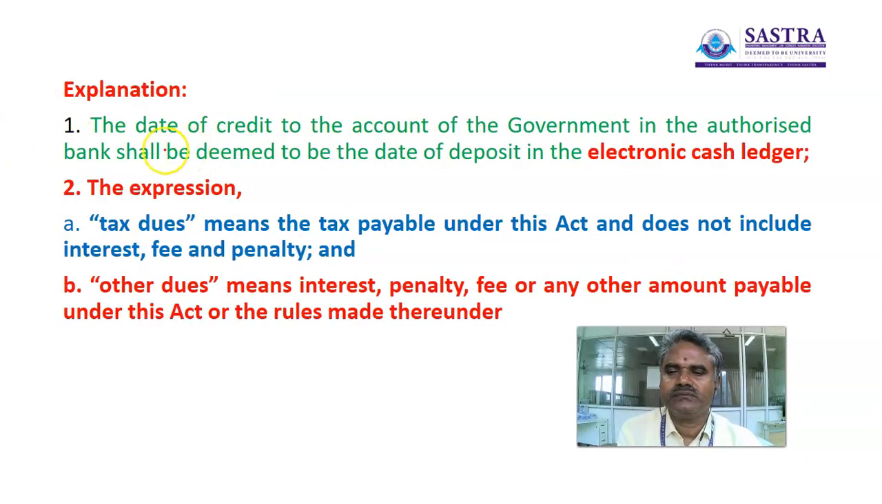Explanation. The date of credit to the account of the government in the authorized bank shall be deemed to be the date of deposit in the electronic cash register. The date of credit to the account of the government in the authorized bank shall be deemed to be the date of deposit in the receipt.